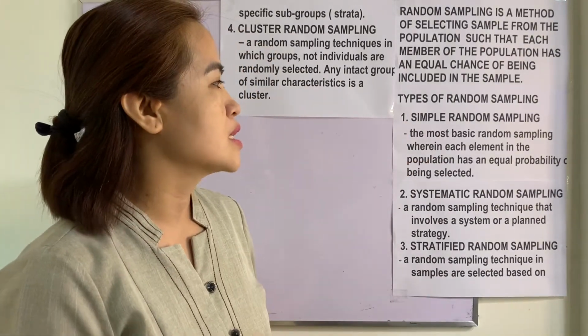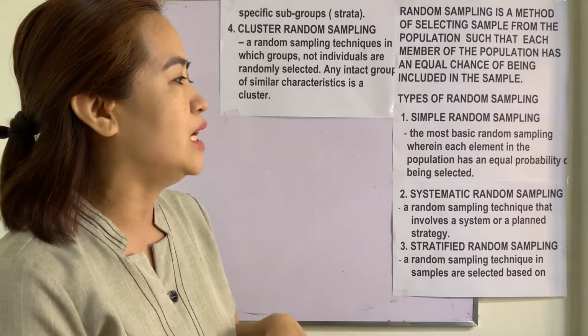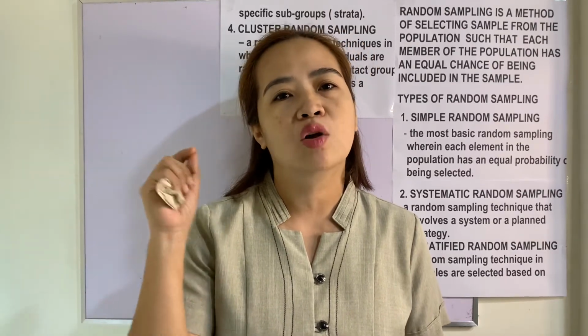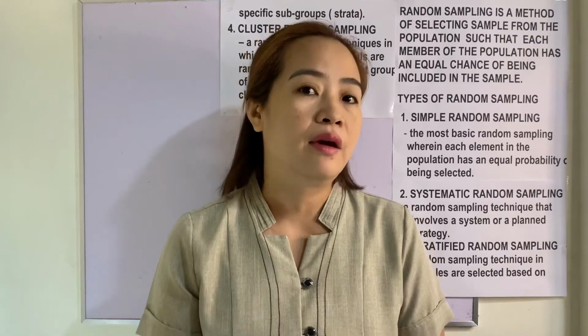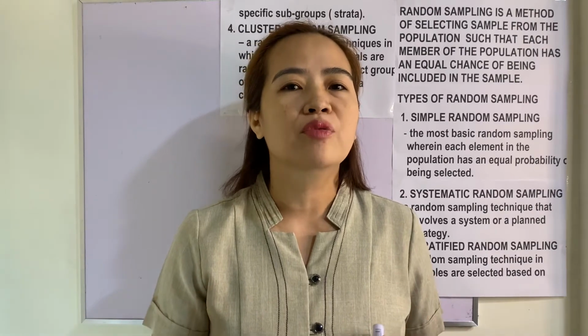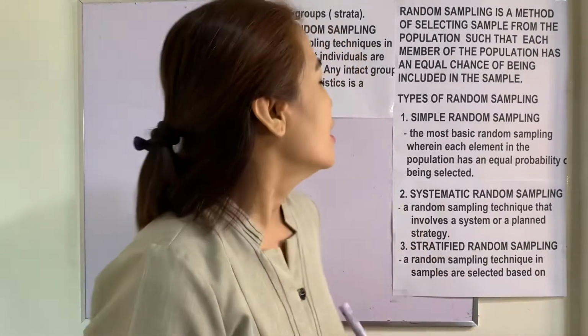Simple random sampling is the most basic random sampling wherein each element in the population has an equal probability of being selected. Here you may use the so-called fishbowl technique, in which you will be placing all the names of the participants or your population inside the fishbowl, and then you will just pick. Another one is the so-called Wheel of Names. You may use the application Wheel of Names, in which you will be placing all of those names in a roulette wheel, and then you will just spin it and get the samples.